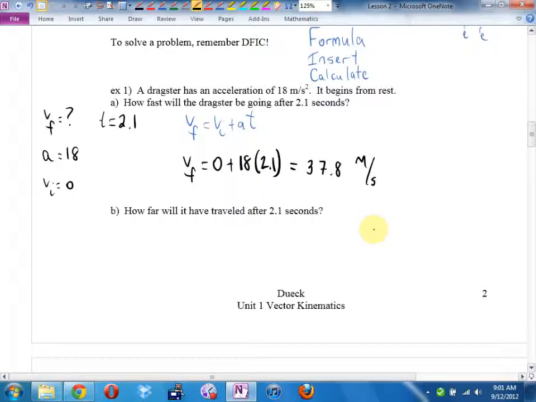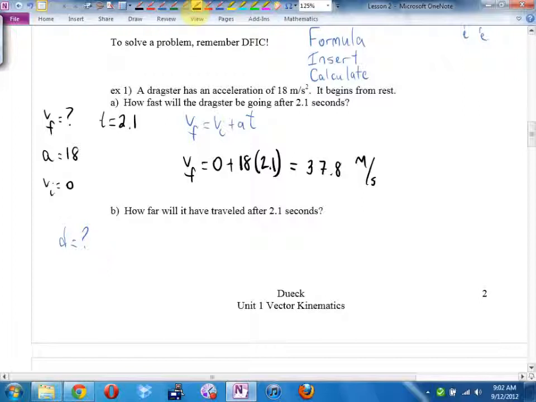B, how far will it have traveled after 2.1 seconds? What do they ask me to find now? Probably displacement if I'm really going to be fussy, but I am the king of mixing up the words distance and displacement. I don't mix it up mathematically when I'm doing the arithmetic, but you're going to hear me time and time again. I keep velocity and speed straight. I'm very careful on that. For some reason, my brain just can't handle the distance displacement thing. Anyhow, so I'm going to write down D equals question mark.